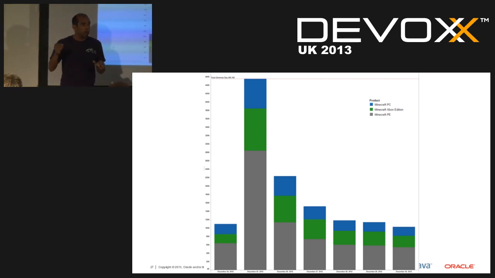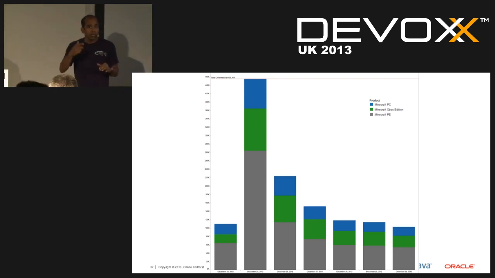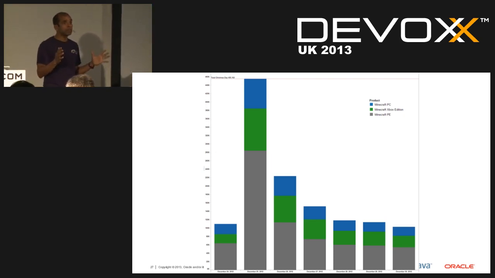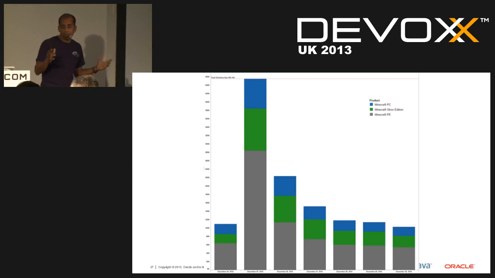And you can go to minecraft.net/stats, and it'll show you how many copies were sold the day before. Constantly, they're selling thousands of copies every day. And these are purchases, not just downloads.